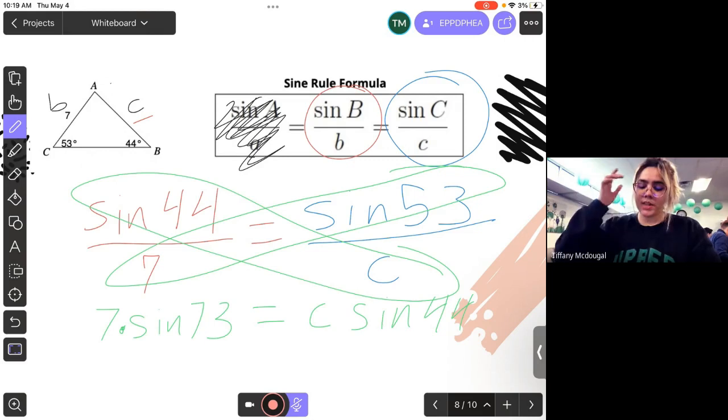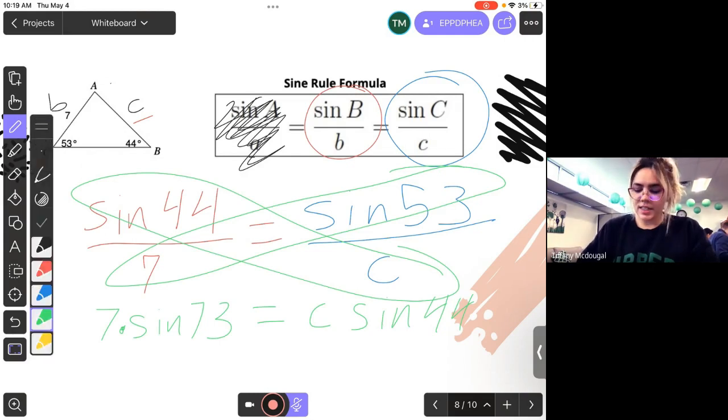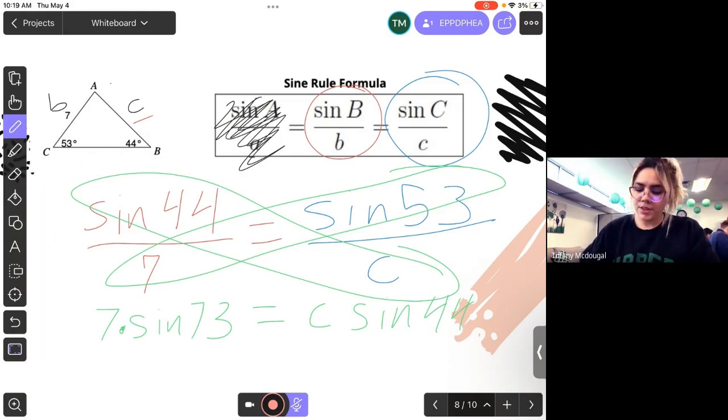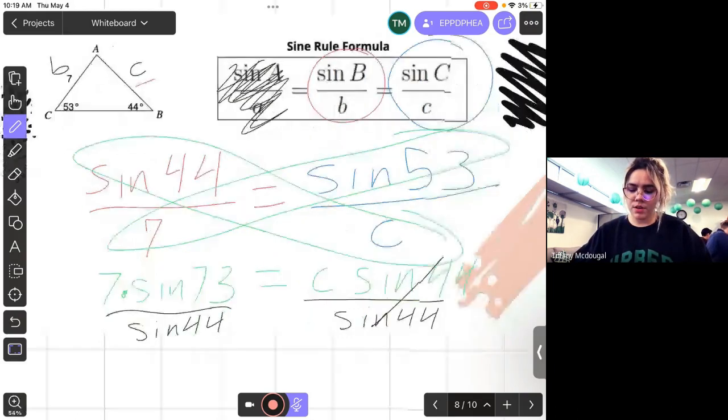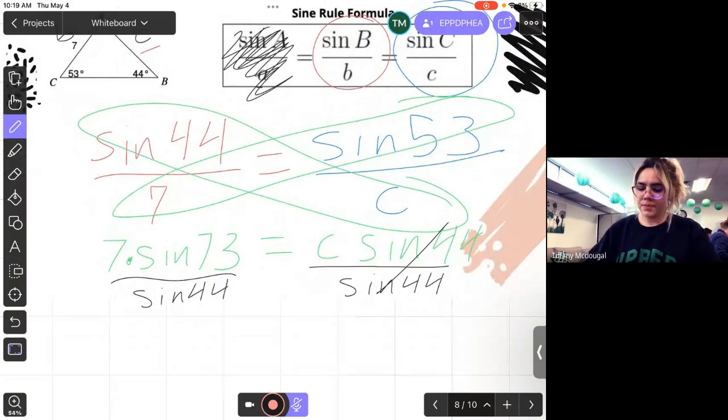Which brings us to our last step, step 3, which is to solve for our unknown, which in this case is c. So if my goal is to get c by itself, I know that I need to get that sine 44 off of it. I know they're currently multiplying, so I'm going to need to divide in order to do the inverse operation. Okay, let's go ahead and move all of this up. Bring down my equal signs. That cancels. I'm left just with c, which is what I want.